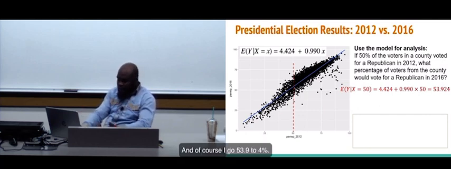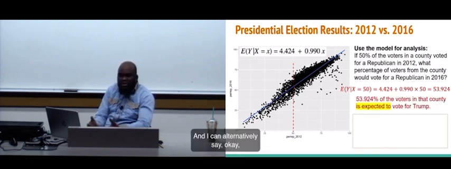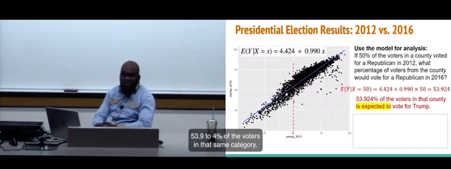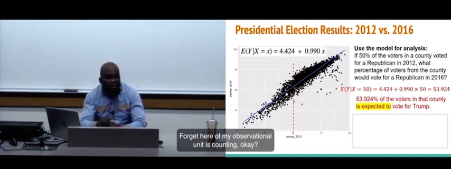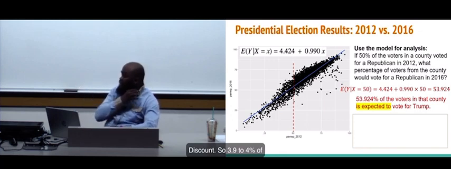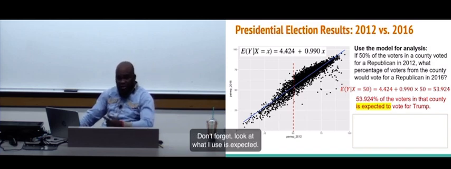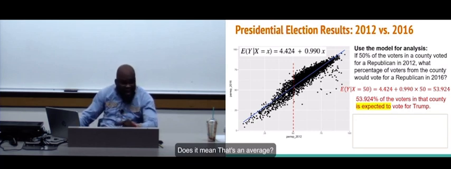And I got 53.924%, and I can authoritatively say 53.924% of the voters in that same county. Don't forget, my observational unit is the county. So 53.924% of the voters in that county are expected to vote for Trump. Don't forget, look at what I used: expected. That's a mean, that's an average.